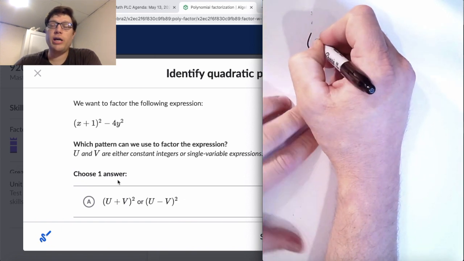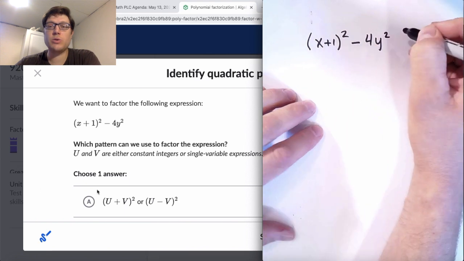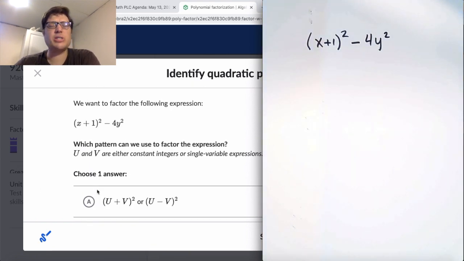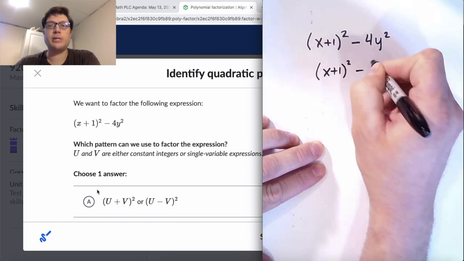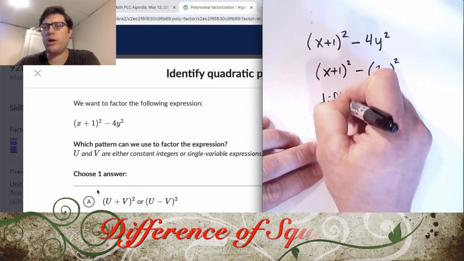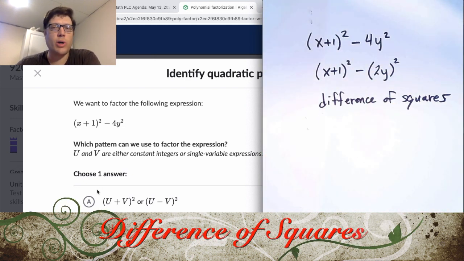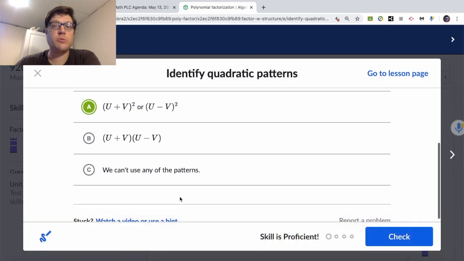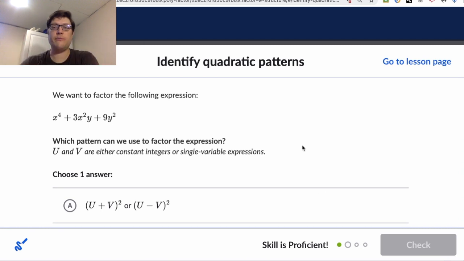The question that I have right here is (x + 1) squared, and we're going to subtract 4y squared. This should automatically make us start to see a pattern or a structure in factoring. We have (x + 1) squared, and if you rewrite 4y squared as (2y) squared, we're really dealing with a difference of squares problem. In a difference of squares, (u + v)(u - v), the plus and minus flip-flop. That's the structure of a difference of squares.